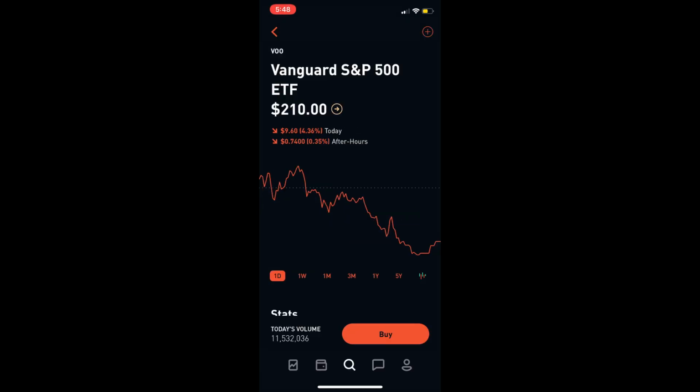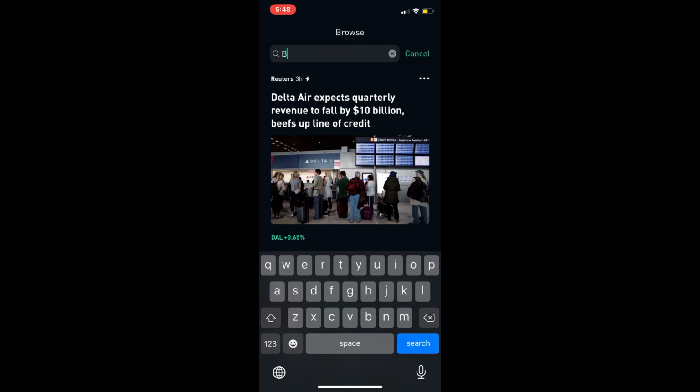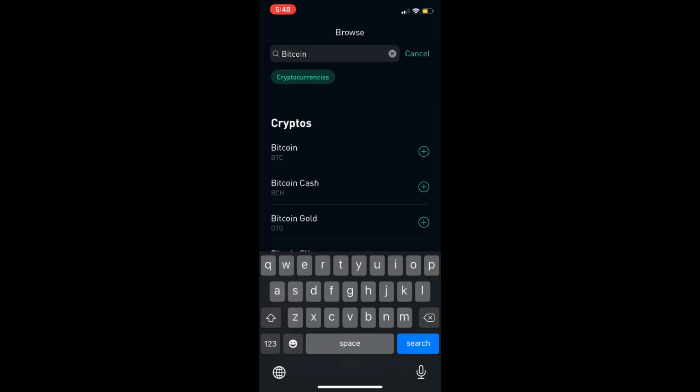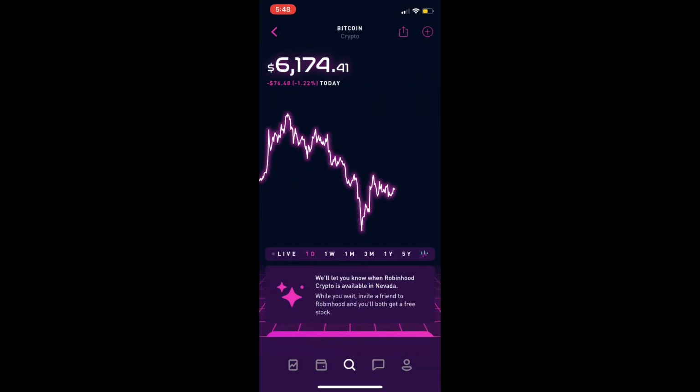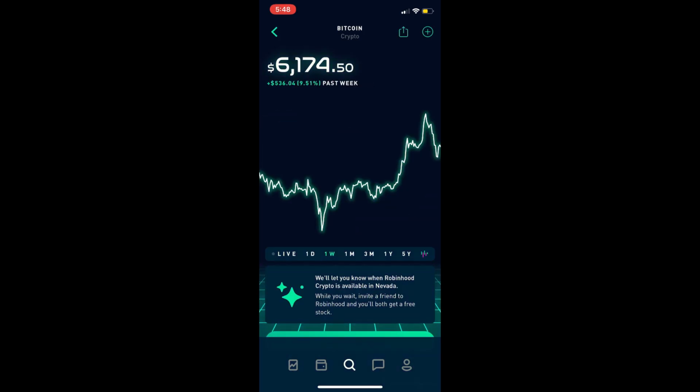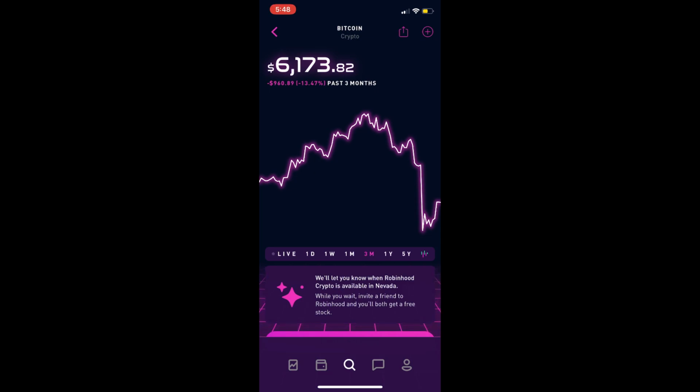And you can also trade Bitcoin on Robinhood as well, so we can type in Bitcoin, and it looks pretty cool. So the screen here does look a little different, but it's pretty much the same thing. They have a 1 day chart, 1 week chart, 1 month, 3 month, 1 year, 5 year, and then they have the candlestick patterns as well.